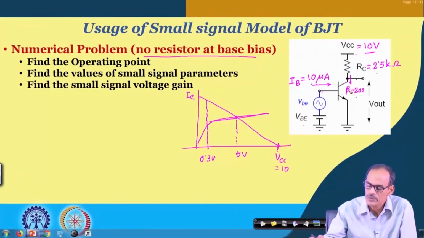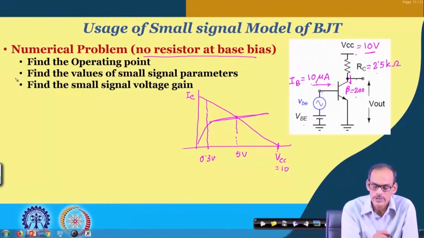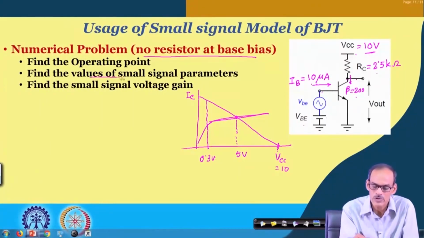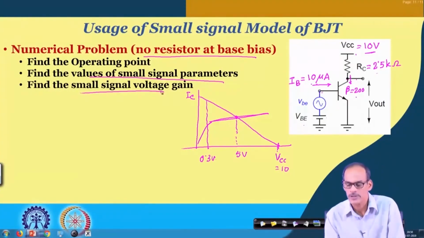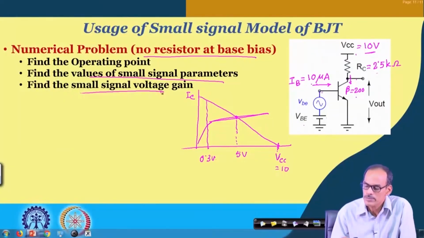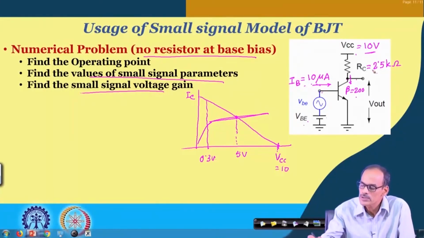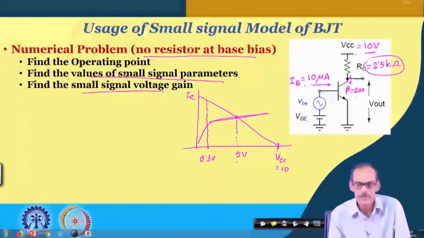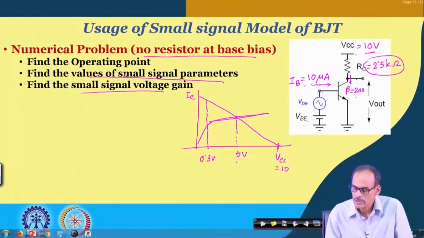Either we give this information and then directly we can ask to draw the small signal equivalent circuit, find the values of the small signal parameters and then find the small signal voltage gain. Or probably we can give this bias condition such that this is 10 microampere, this may be given to us, then find this operating point and then we can go into this one.